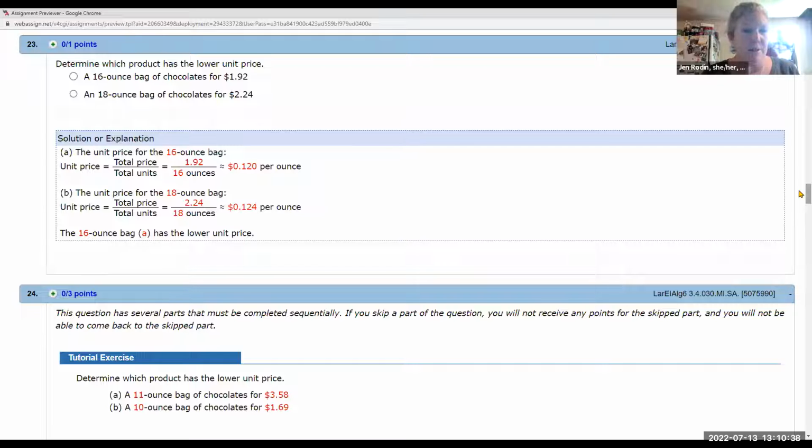So what we do is we put the price on top divided by the units. So the first one they did 1.92 divided by 16. And the second one's 2.24 divided by 18. And then they went to 3 places after the decimal just because if they had stopped at the 0.12, they would look like they were the same, but they're not. So the second one, B, is ever so slightly more expensive per ounce. So we want the better deal, the lower unit price. So the answer would be A. The lower unit price is the 16-ounce bag.